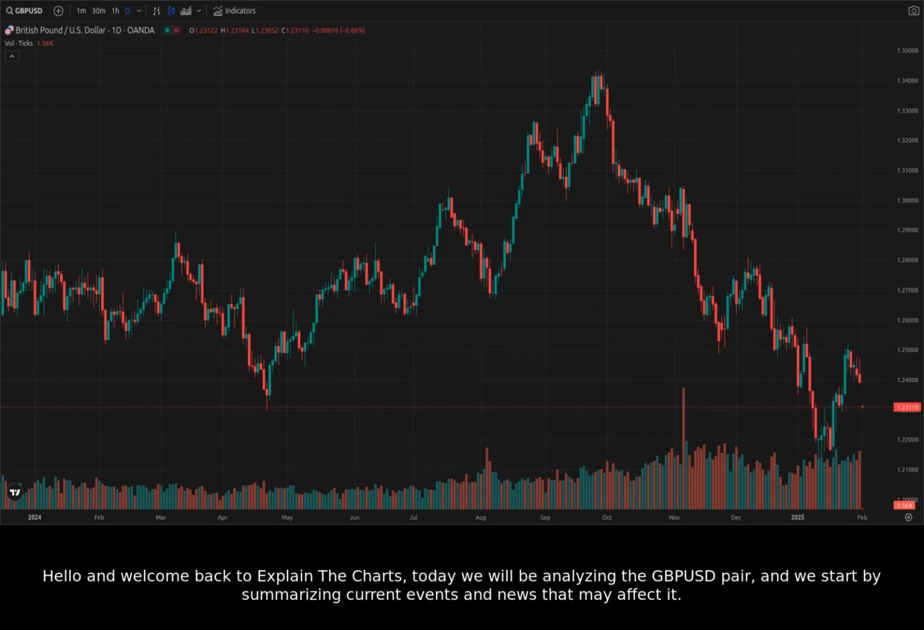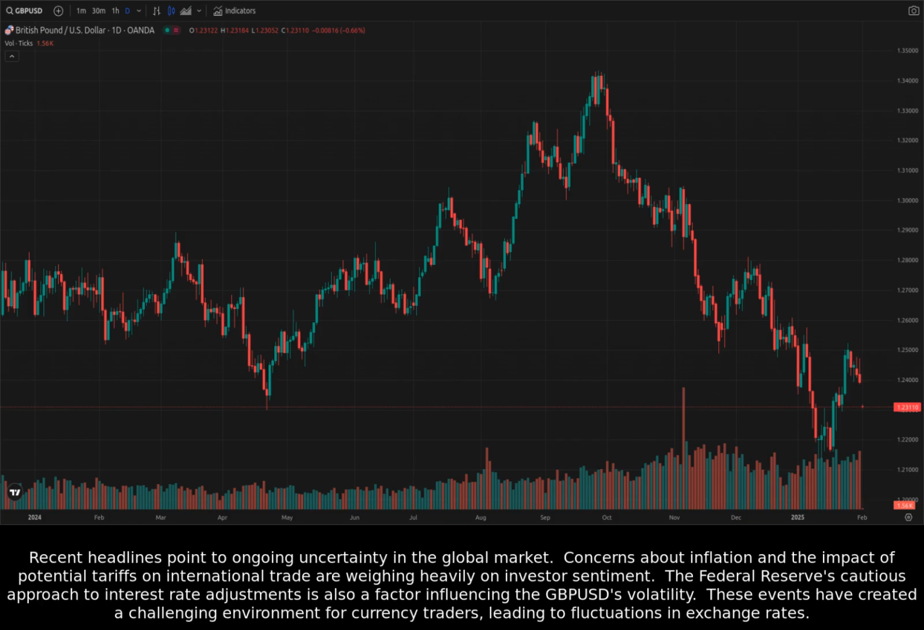Today we will be analyzing the GBPUSD pair, and we start by summarizing current events and news that may affect it. Recent headlines point to ongoing uncertainty in the global market. Concerns about inflation and the impact of potential tariffs on international trade are weighing heavily on investor sentiment. The Federal Reserve's cautious approach to interest rate adjustments is also a factor influencing the GBPUSD's volatility. These events have created a challenging environment for currency traders, leading to fluctuations in exchange rates.